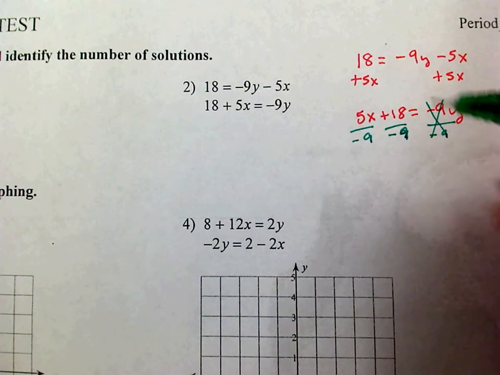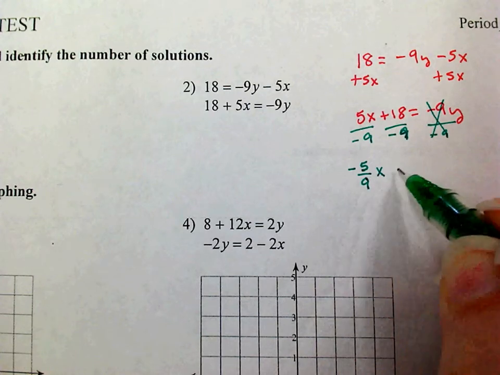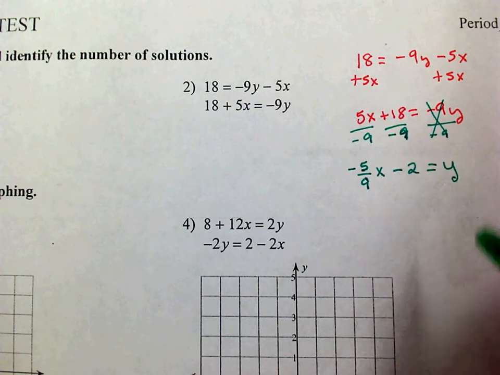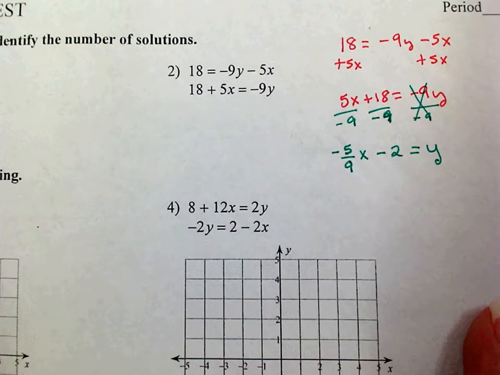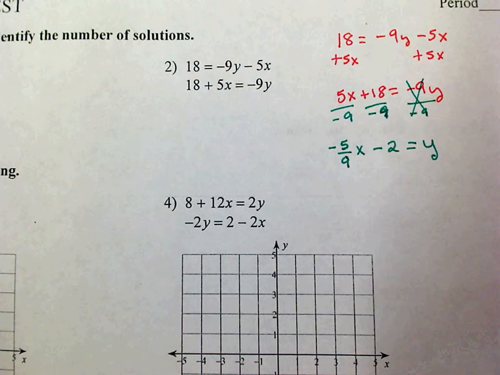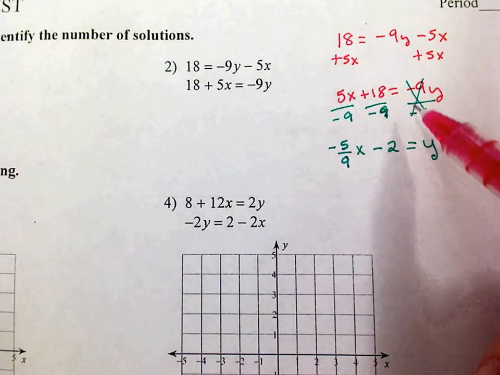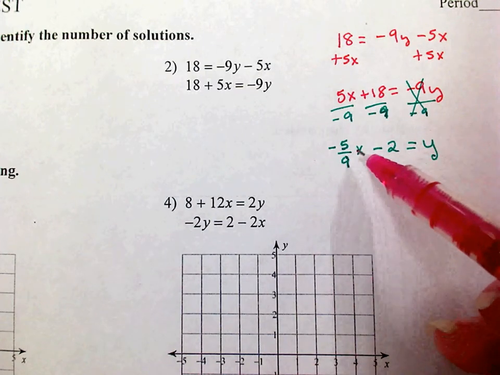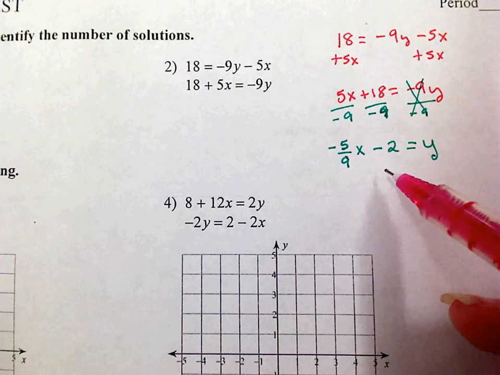Are you okay with that one? So I solved for y by adding the 5x over and then dividing by the negative 9 in front of the y. And I got negative 5 ninths x minus 2. So my slope is negative 5 ninths and my y-intercept is negative 2.